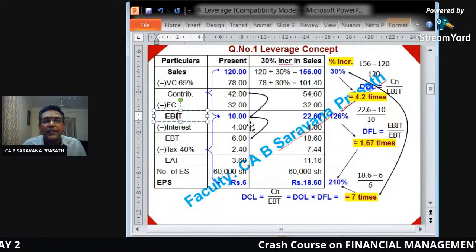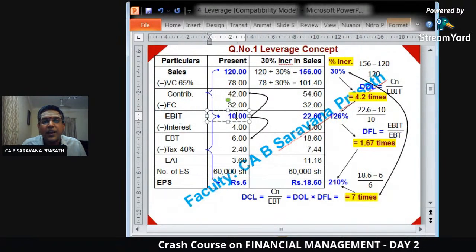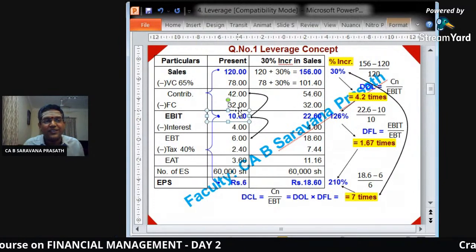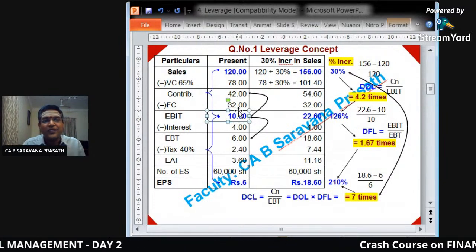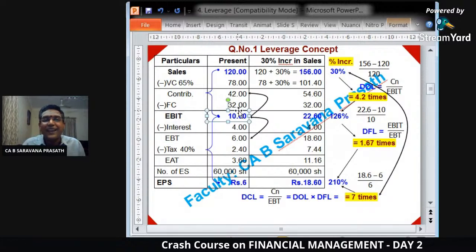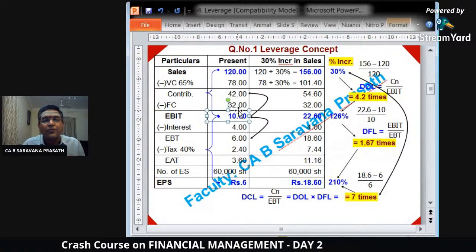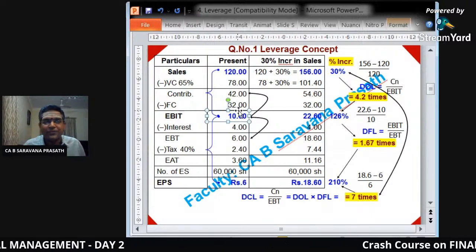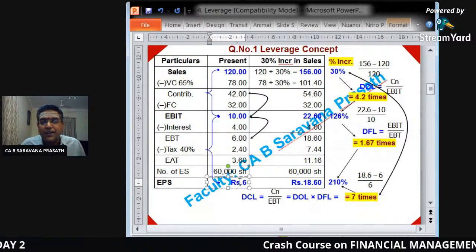So the revised EBIT in that case will be, from 10 lakh presently, cut 42 percentage on that. 10 lakh cut 42 percentage will be equivalent to 5.8 lakh rupees, 5 lakh and 80,000, after reducing 42 percentage from the present EBIT. This is one calculation. Now, what will happen to the EPS?